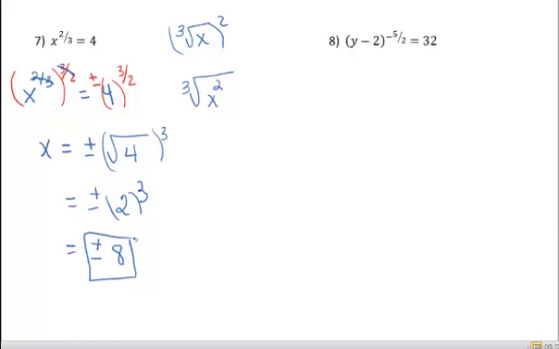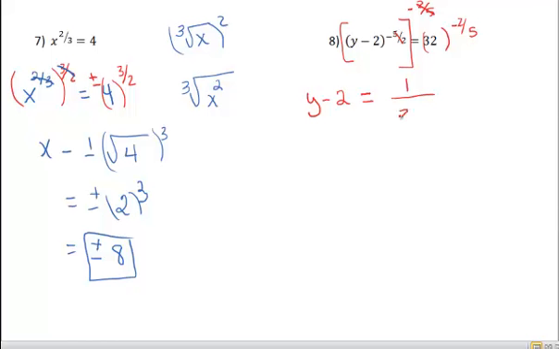So then how would we work number 8? For number 8, we have something raised to the -5/2 power. So to get rid of that -5/2, we're going to raise both sides to the -2/5 power. Raise this to the -2/5 power. Now you're not taking an even root this time, so there's no need to do plus or minus. So now these are going to cancel. You have y minus 2 is equal to 32 to the -2/5.